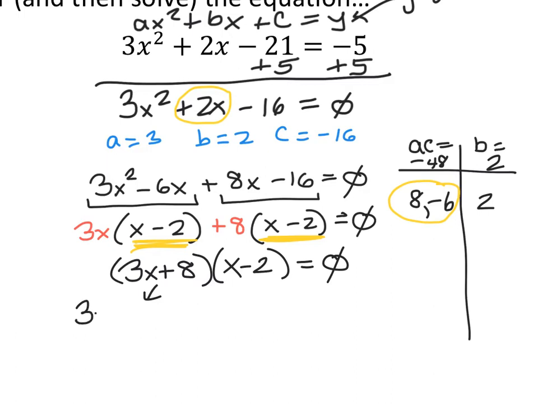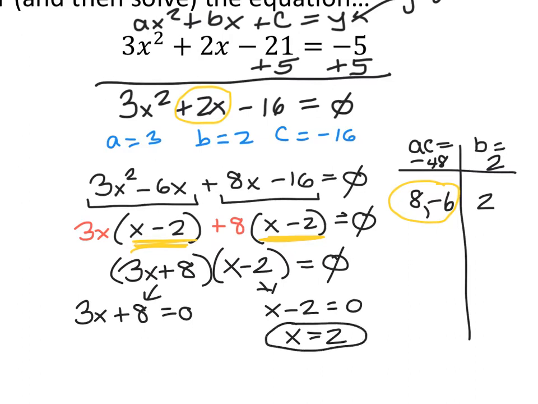So you're going to set independently each of these equal to 0, and they end up being very easy equations to solve. So I have x equals 2, and I'm just going to skip the inverse operations in the interest of time. I have x equals negative 8/3. Go ahead and leave it. Don't even try to turn that into a mixed fraction. Leave it as an improper fraction.